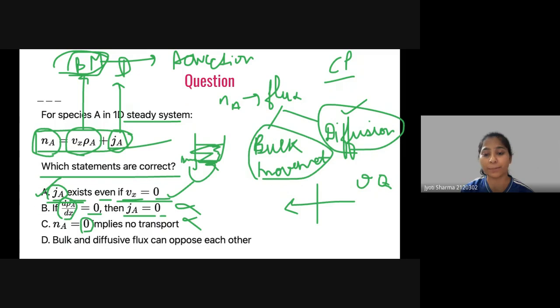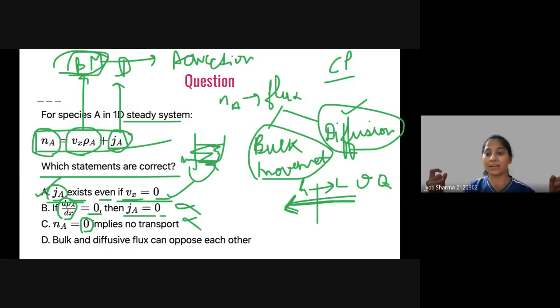Let me give you one example. If the river is moving water in that way, so your concentration of some pollutant is also moving in that direction, but it may be that chemical potential is high here and low here, so diffusion will move in this direction. So due to advection, due to bulk movement, the direction is on the left hand side, but due to your chemical potential, the diffusion may be on the right hand side.